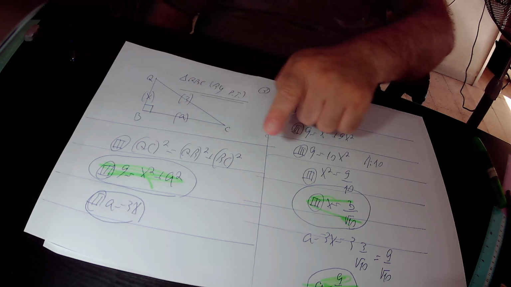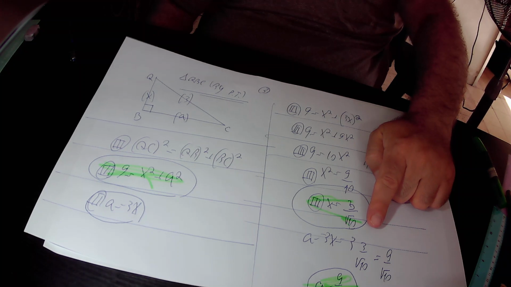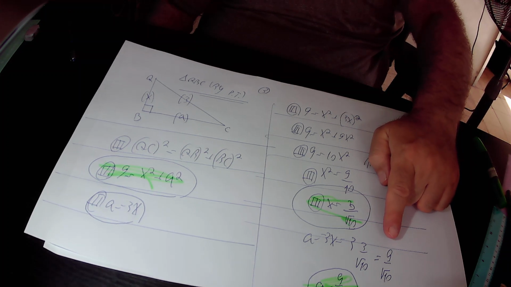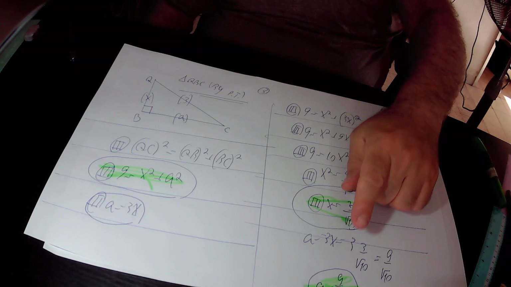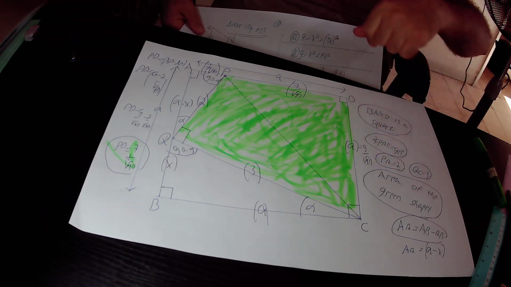And we know that A equals 3X, and X is 3 over square root of 10. So A equals 3 times 3 over square root of 10, 3 times 3 is 9, so in total A equals 9 over square root of 10. Again, A equals 9 over square root of 10.